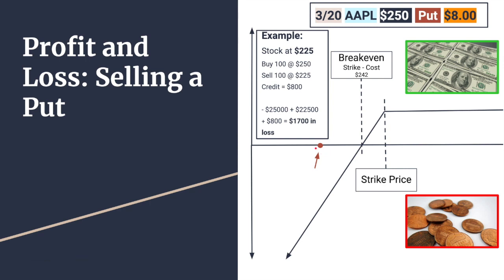In this trade, you have a credit of $800. $800 means it would be profit for you. So you're spending $25,000 to buy the shares, and then you're selling them back for $22,500 to the market. This leaves you with a loss of $2,500 on the stock. Then you make $800 from the credit. This means that your total loss is $1,700. The more Apple goes against you, the more you're going to have in the loss.